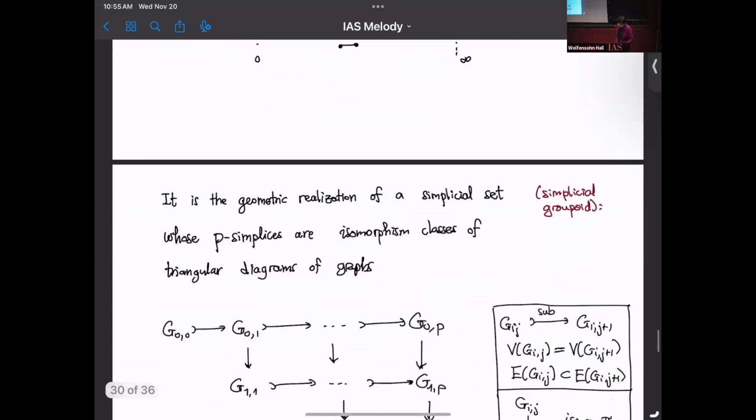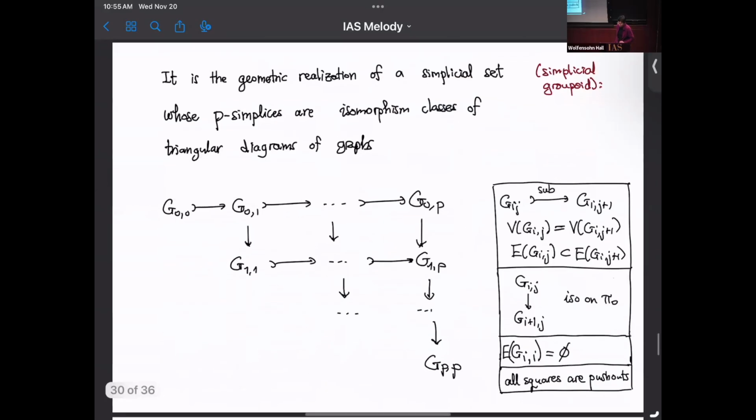So the way this space is actually constructed is as a geometric realization of a certain simplicial set. The fancy version, which is also important for us, but is not visible on this slide, is a simplicial groupoid, where the P simplices are isomorphism classes of triangular diagrams of graphs. The most important part of the triangular diagram is this sequence at the top, where these feathered arrows denote a literal subgraph, meaning same vertex set, subset of the edges. Let me suppress the data of the rest of the triangular diagram, because up to isomorphism, it can be recovered from the top row.